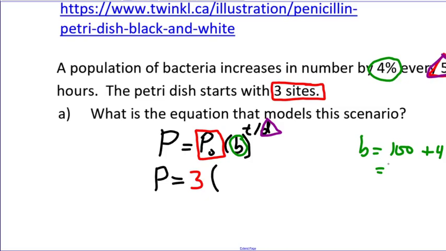So it's 104%, which gives 1.04 as our growth rate. So, not a big growth rate, 4% every 5 hours. So our 5 is going to go here because that's our time value, and our D is going to go here.